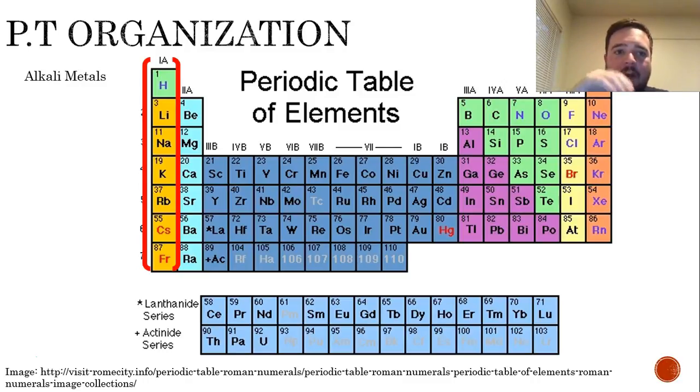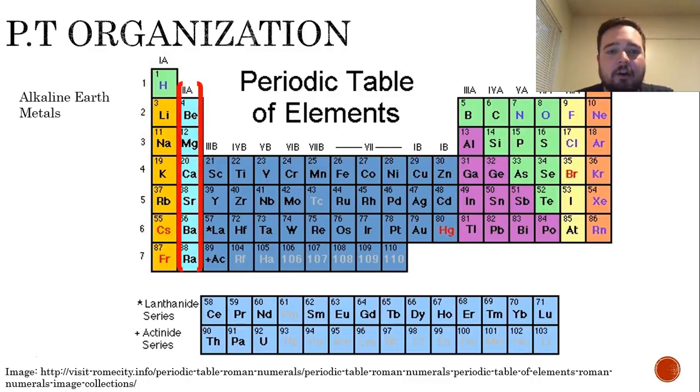So hydrogen has 2 less than lithium, and then lithium has 8 less than sodium, and then sodium has 8 less than potassium. So you kind of see a pattern here of pretty much 8 protons and electrons allowing similar chemical and physical properties. Okay, so alkaline earth metals is the second column, that's the 2A. Again, they all have the same chemical and physical properties.